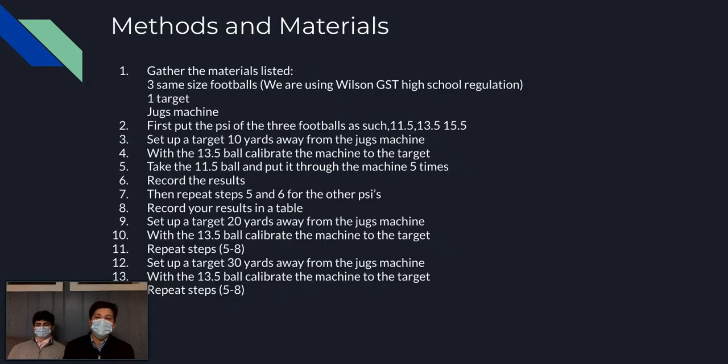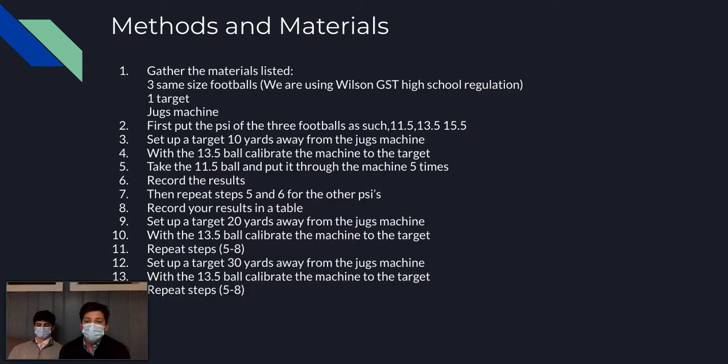Methods and materials. Gather the materials listed. 3 same-size footballs. We are using the Wilson GSD High School regulation. 1 target, a jugs machine. Then, put your PSI footballs as such: 11.5, 13.5, 15.5. Then, set up a target 10 yards away from the jugs machine. Then, with the 13.5 ball, calibrate the machine to the target.